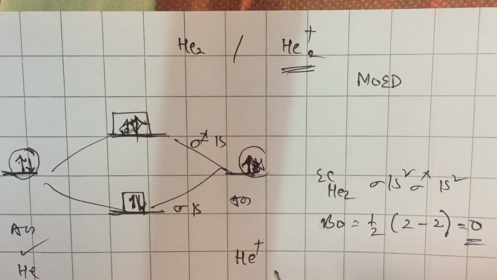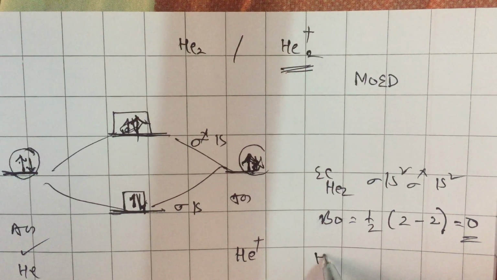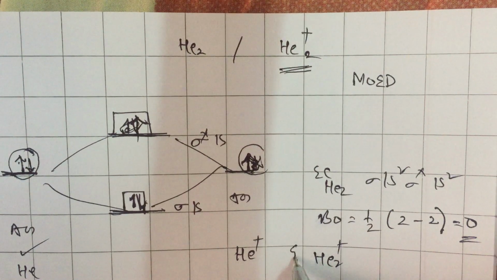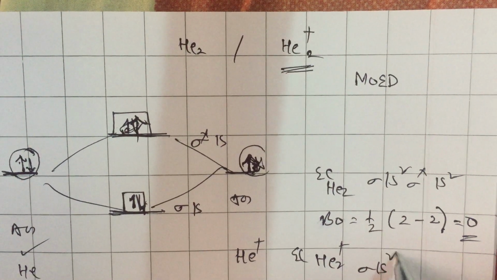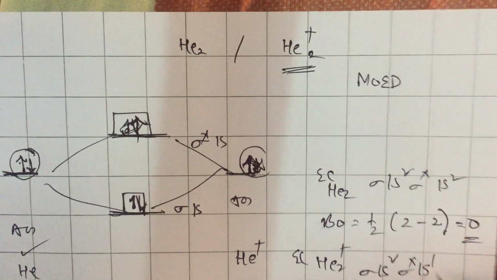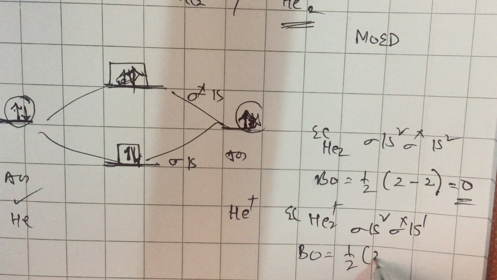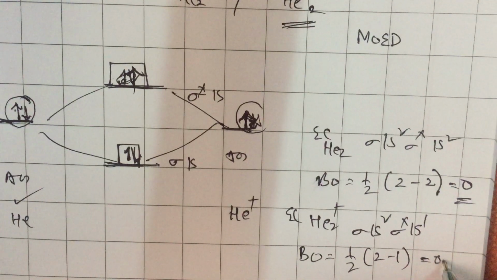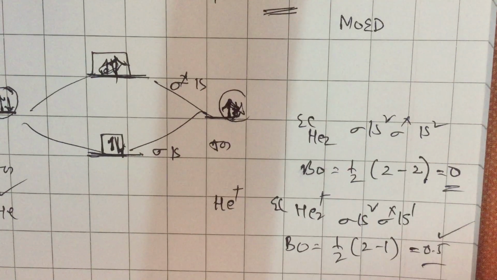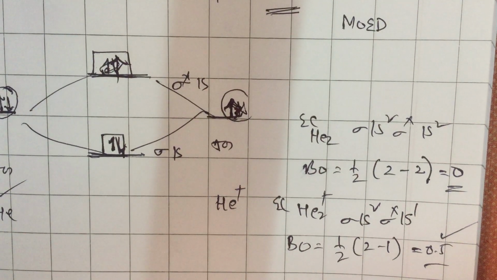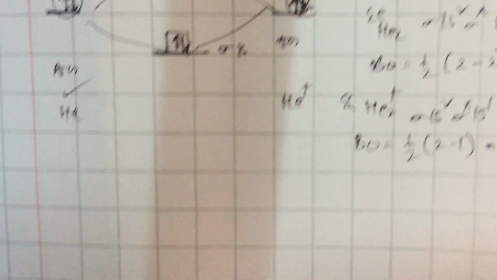So if I look at He2 plus, the configuration will become sigma 1s2, sigma star 1s1. It means the bond order of this is half into 2 minus 1, that is 0.5. Since the bond order is positive, definitely the helium 2 plus ion can form.